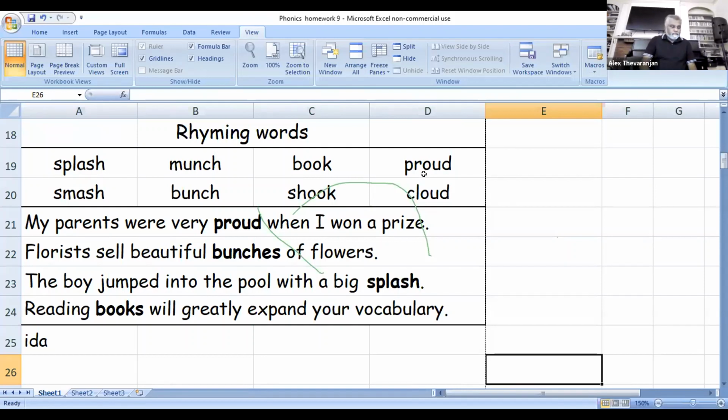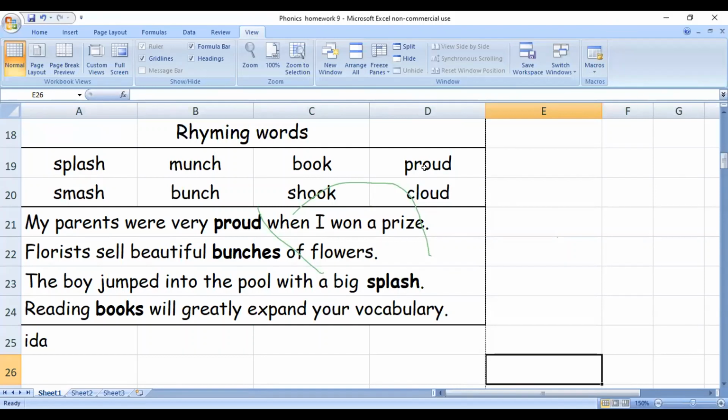Thank you. So I'll read these words: flash, smash, munch, punch, book, shook, proud, cloud. I would like somebody to read the first 2 columns, please.